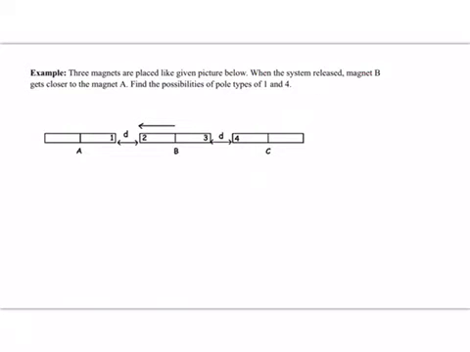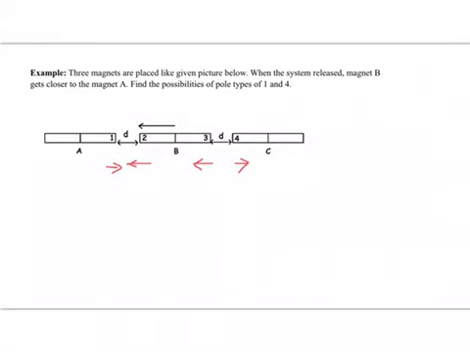Let's do an example. We have three magnets. When the system is released, magnet B gets closer to magnet A. Find the possibilities of pole types of 1 and 4. As B is getting closer to A, that means that there is an attraction force between A and B and a repulsion force between B and C.